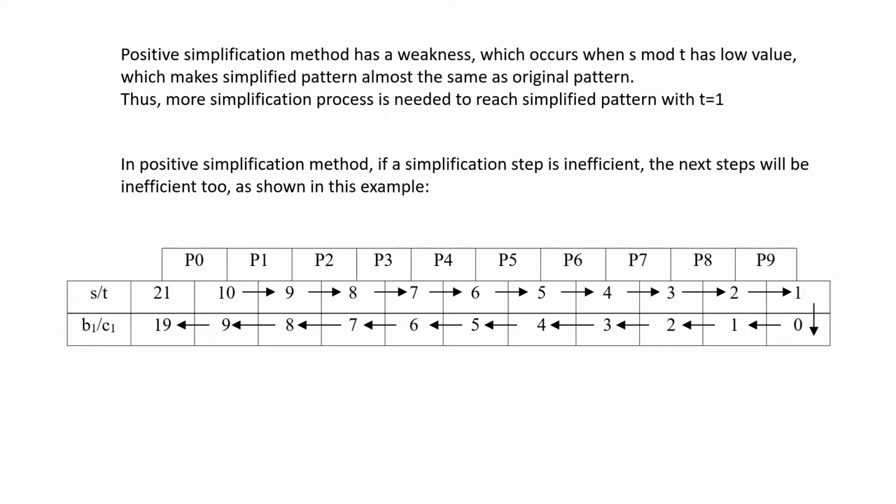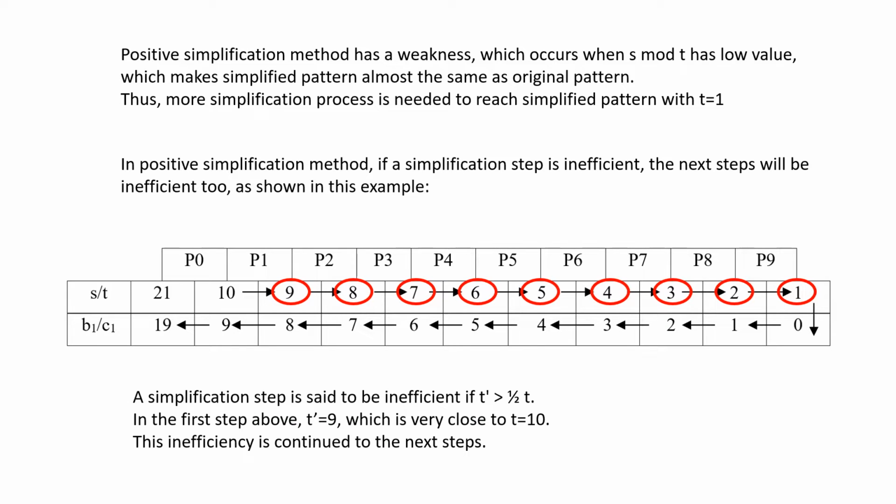In positive simplification method, if a simplification step is inefficient, the next steps will be inefficient too, as shown in this example. A simplification step is said to be inefficient if t prime is larger than half t. In the first step above, t prime equals 9, which is very close to t equals 10. This inefficiency is continued to the next steps.